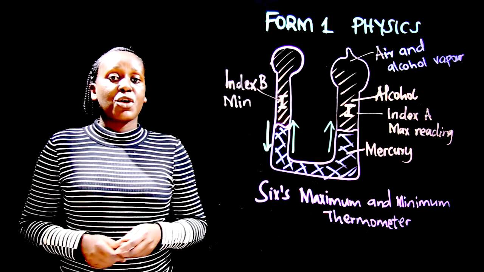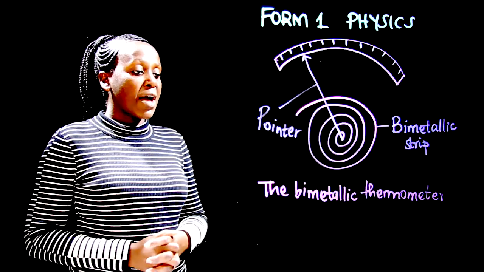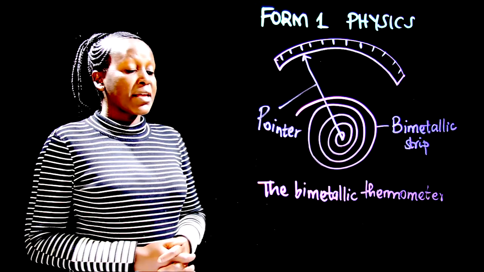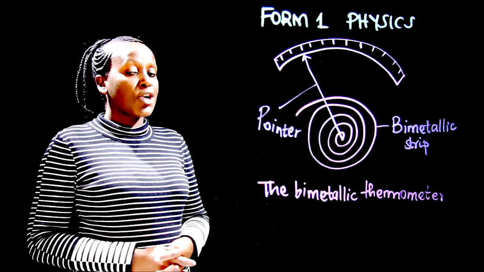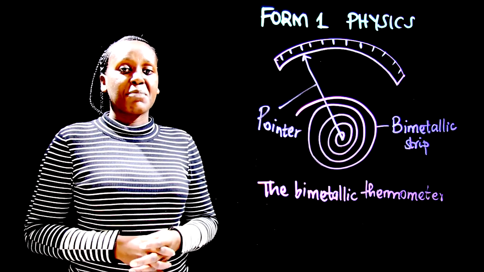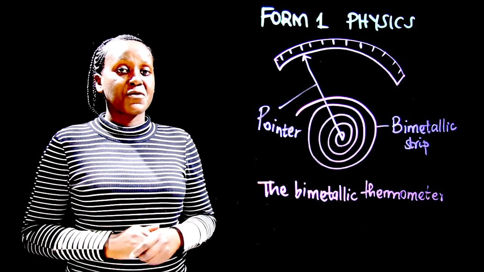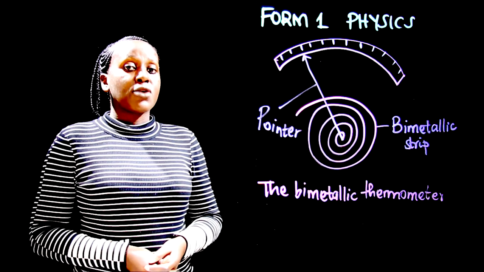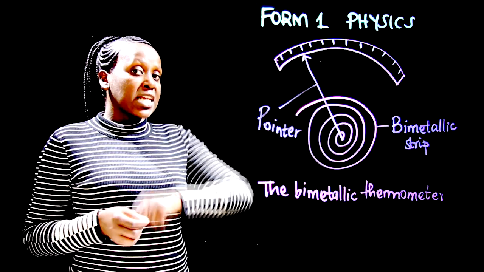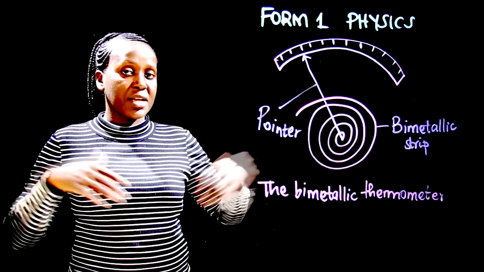So lastly, we are going to look at the bimetallic thermometer. If you can remember well, in the topic of thermal expansion, we learned about the bimetallic strip, which is formed using two metals that have different linear expansivities. So we noticed that when you heat a bimetallic strip, it curves. It doesn't increase in size in a straight way, it curves.